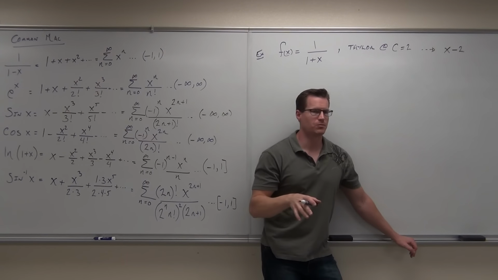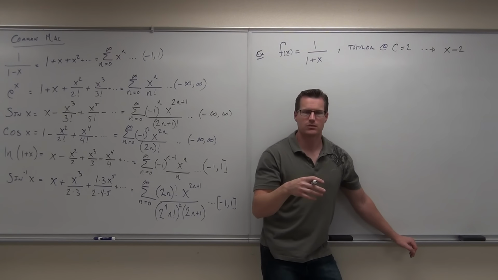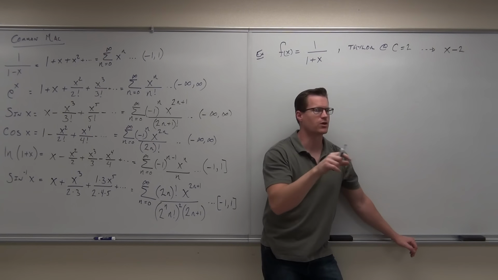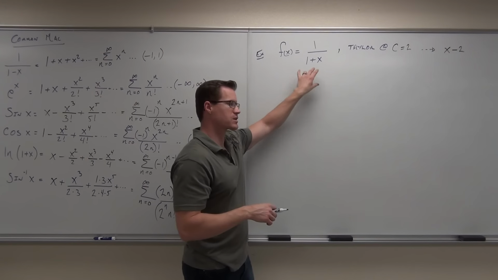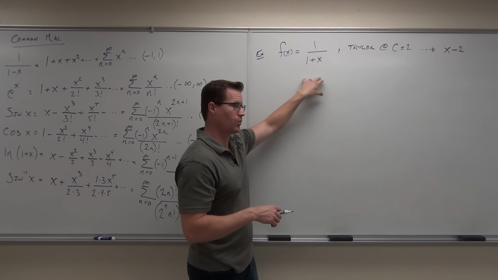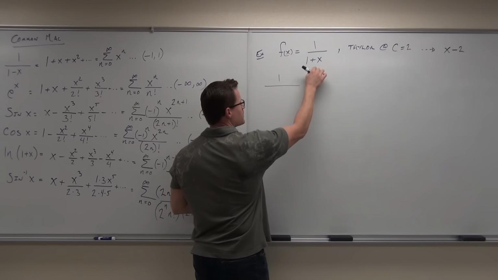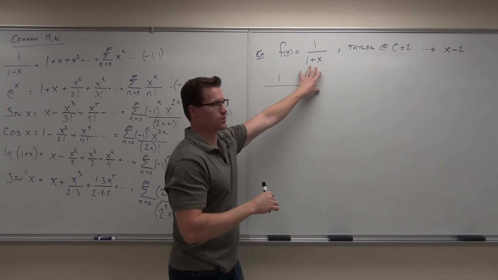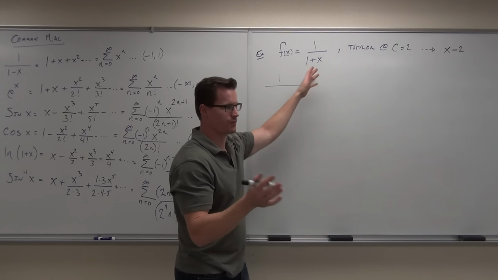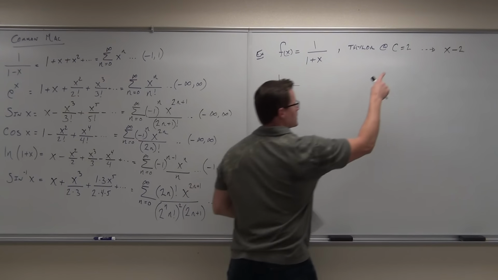Okay, here's what you need to do. Whatever your center is, c equals 2 or c equals whatever, get x minus that number in your given function. You must make this up somewhere. So what that means is that I've got to manipulate this such that I find this in here. I'll show you. You've got to manipulate this to get my x minus 2.